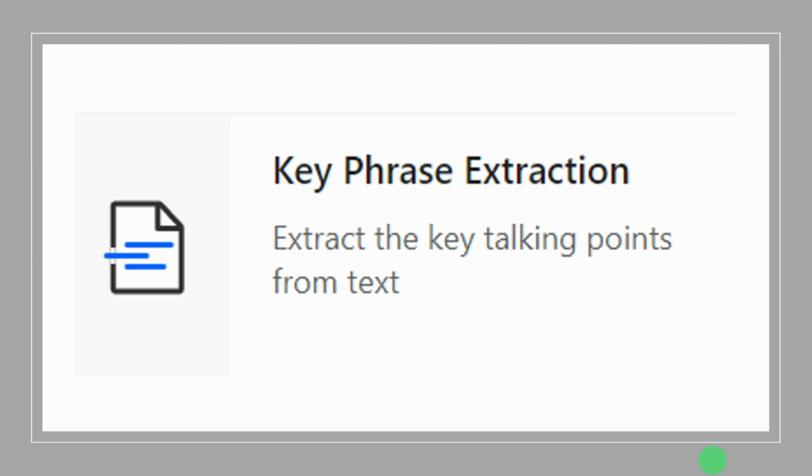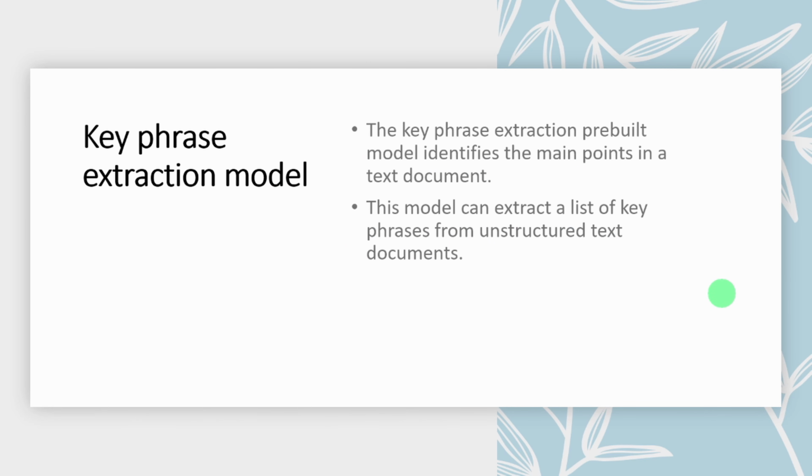Now, let's talk about our last topic of this session, which is key phrase extraction. Now, what do we mean by key phrase extraction? So, that will extract the key talking points from the text. So, let's say for an example, sometimes we are adding some statement. What it will do is it will just identify the most important points from our unstructured data.